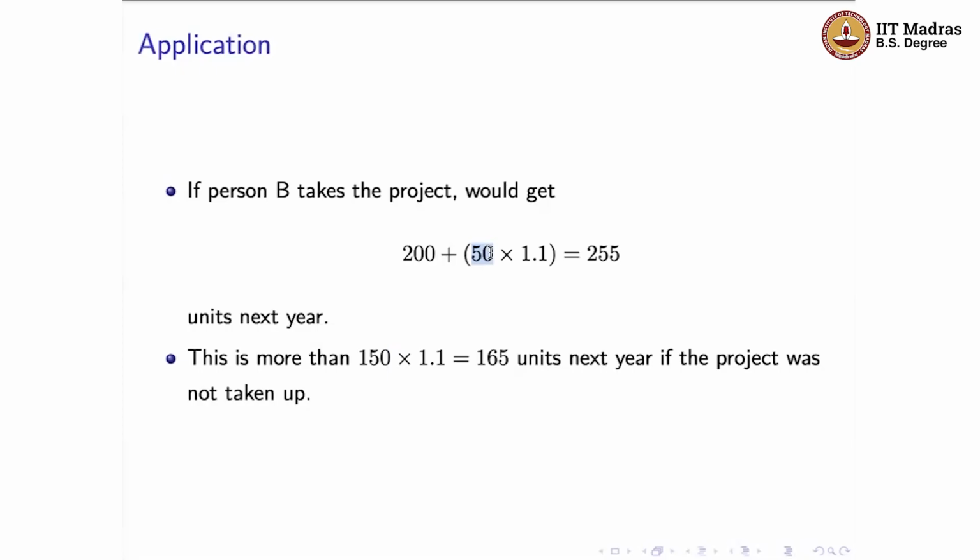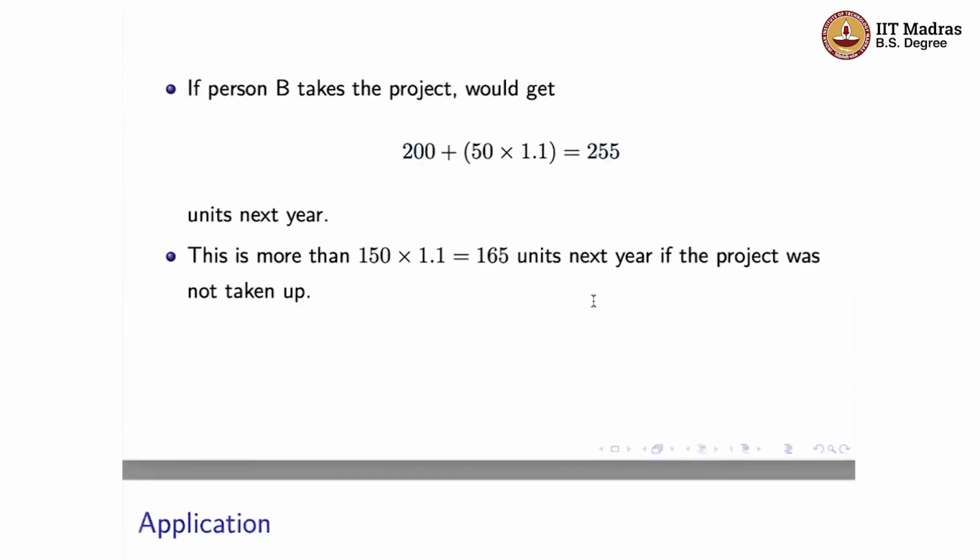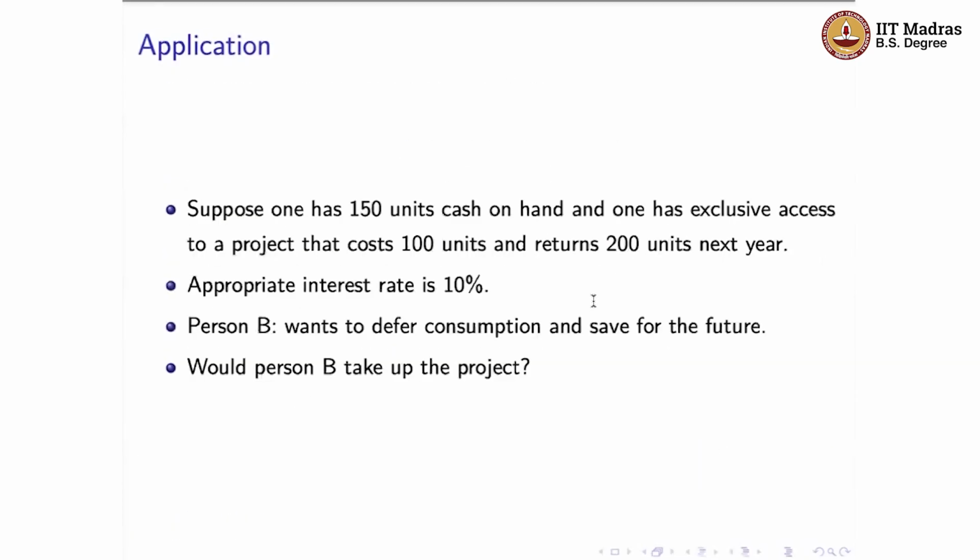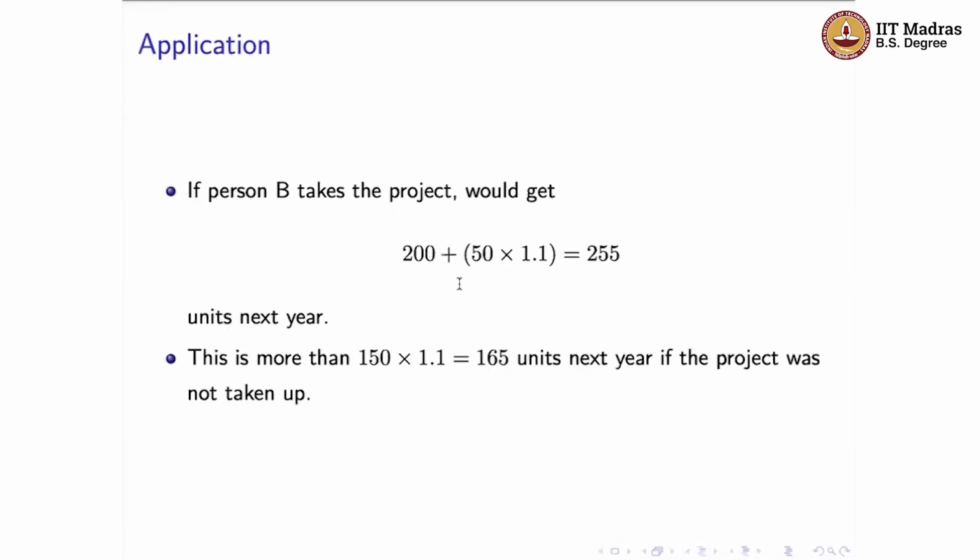And you have only 50 units that you can put in the bank, because out of the total of 150 that you started out with, you had to use 100 to invest in this project. So you're going to get next period 50 times 1.1, so that's 55. So the total amount that you're going to get next year is 255. If, on the other hand, this person had not invested in the project and had just put the 150 in the bank, he would have got 165. So 255 is definitely more than 165, and therefore the person should also take up this project.